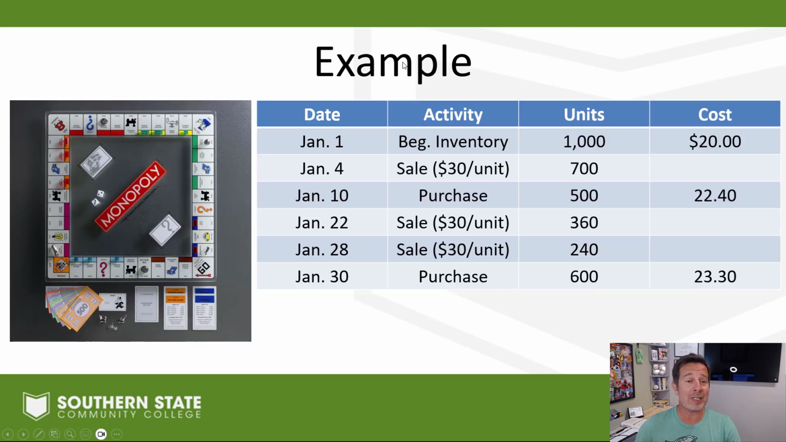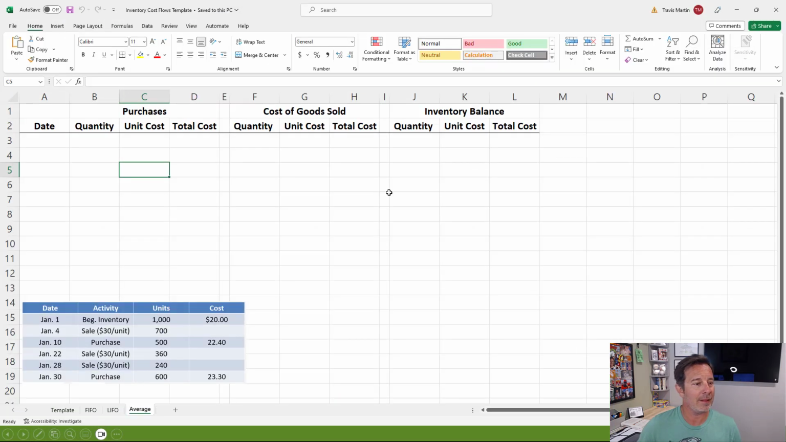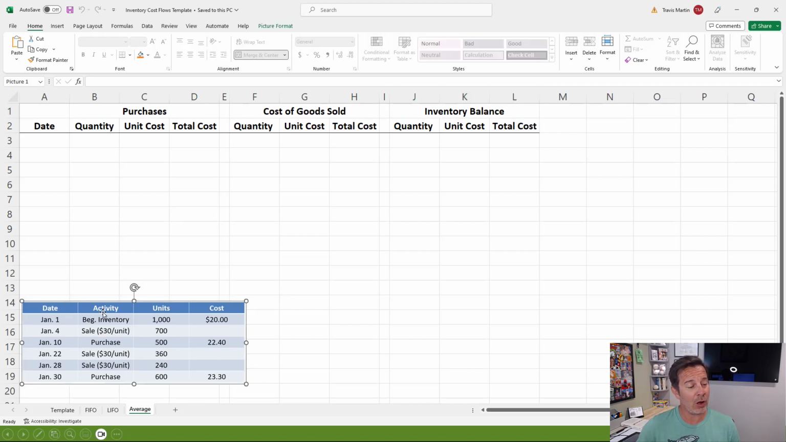Using the exact same example we used in FIFO and LIFO, our Monopoly board game, the exact same circumstances for when we bought and sold, and the exact same template. So let's go ahead and pull that up. There we go. Once again, you can see we've got the date, what we bought, cost of goods sold, our inventory balance, and the details behind all of the transactions.